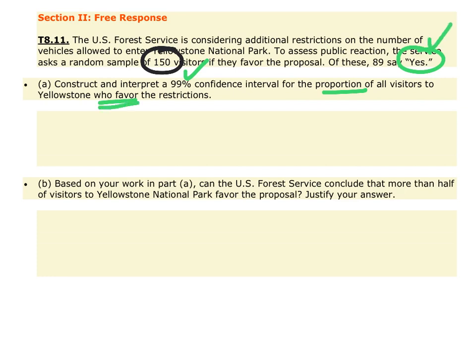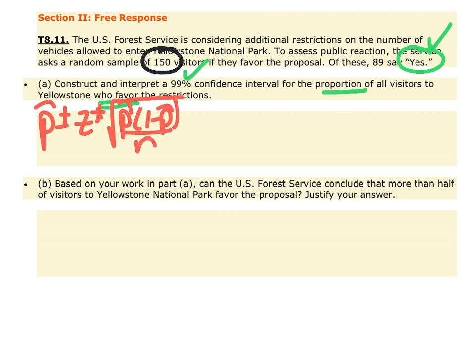Now, let's remember this is categorical data, which tells us it's a proportion. They want a confidence interval. What I would first do is jot down, we want p hat plus or minus the z score times the standard error, which is the square root of p hat times 1 minus p hat over n. Now, p hat in this case is the probability of success. Our p hat is going to be 89 over 150, and if you simplify that down, you're going to get 0.593.